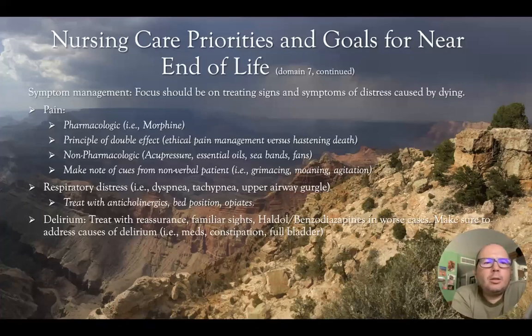Continuing on domain number 7, the dying process, nursing care priorities and goals for near end of life. The big deal here is symptom management. We don't want your patient to be suffering. We don't want them to be in pain. Morphine is a good pharmacological treatment for pain, obviously. In regards to the principle of double effect, there's the whole discussion about ethical pain management versus hastening death.